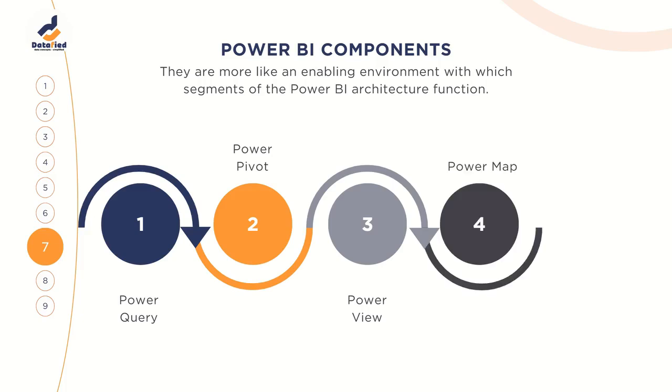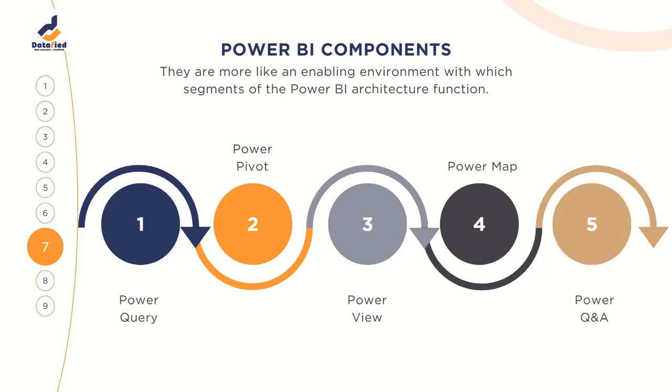I'd like to also talk about Power Map. So what is Power Map? Power Map is a 3D geospatial data visualization tool that allows data to be mapped geographically to visualize trends and patterns based on locations. It also represents data over time, which creates animations to show changes, and it can be integrated with Bing Maps for accurate location plotting.